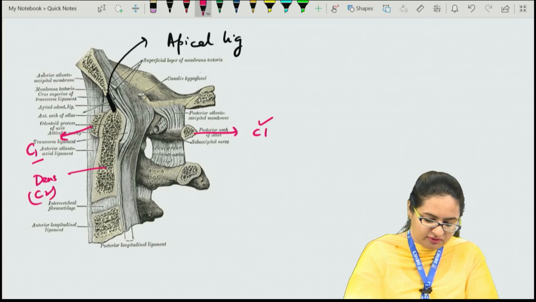Then just behind that we have one more ligament, the cruciate ligament, extending from the anterior part of the foramen magnum and going posterior to this odontoid process. This is the cruciate ligament.